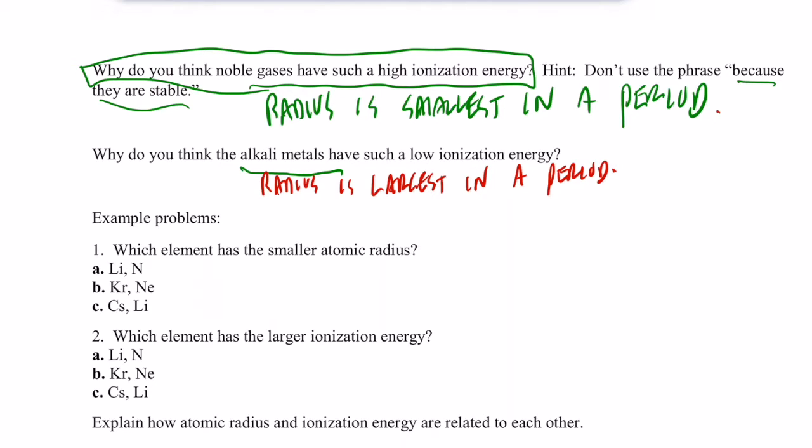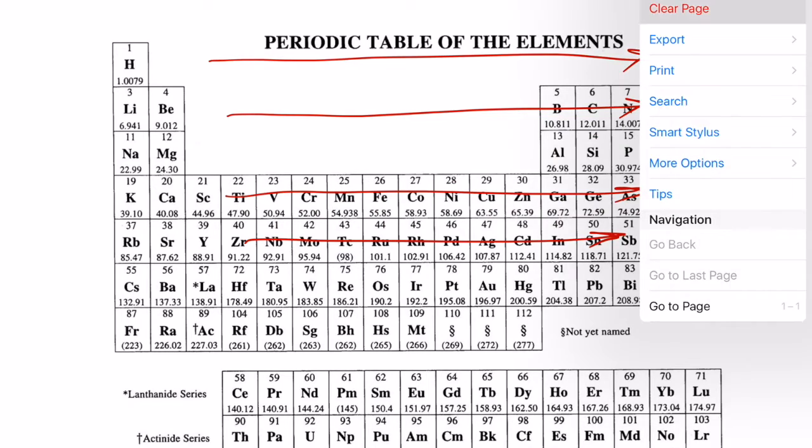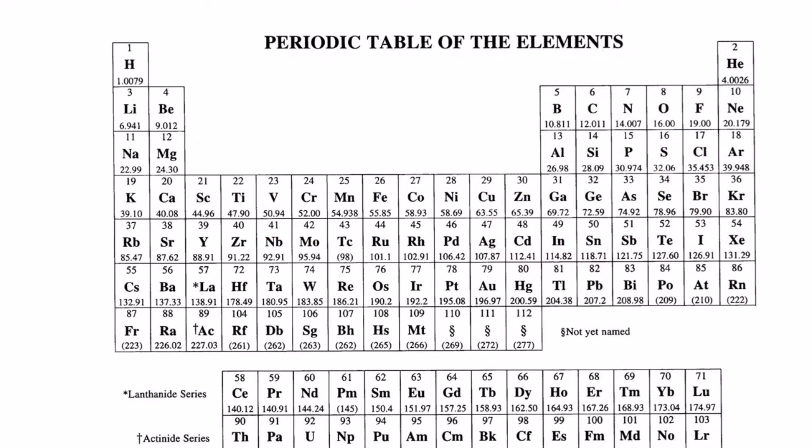Okay, let's try a few problems. So we're going to use our periodic table for this. So, which element has the smaller atomic radius between letter A, lithium, and nitrogen? So we need to look at our periodic table here. Let's clear the page, and let's find lithium.